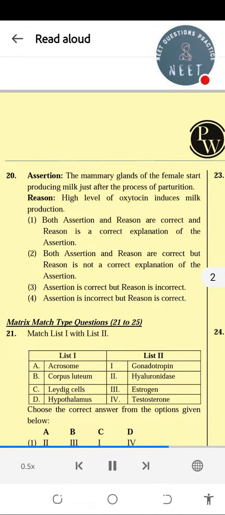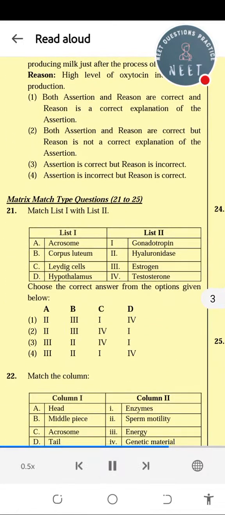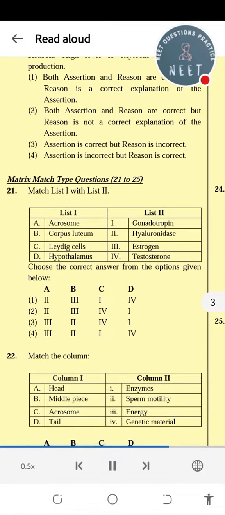1. Both assertion and reason are correct, and reason is a correct explanation of the assertion. 2. Both assertion and reason are correct, but reason is not a correct explanation of the assertion. 3. Assertion is correct, but reason is incorrect. 4. Assertion is incorrect, but reason is correct. Correct. Matrix match type questions 21 to 25. 21. Match list 1 with list 2.